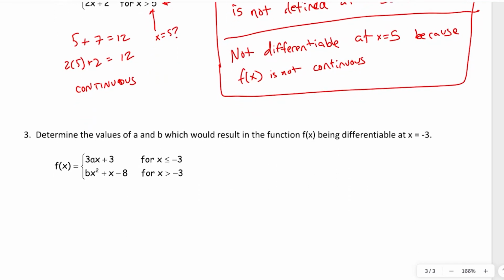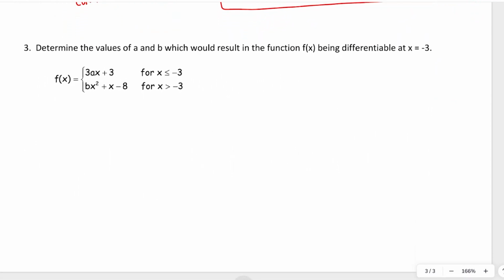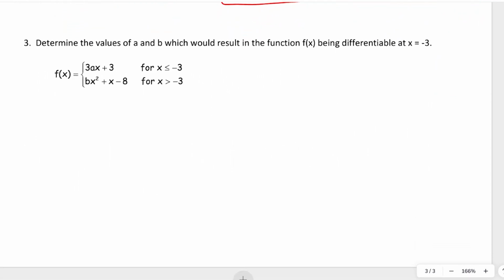Now, number 3 is going to be a little bit more challenging here. It says determine the values of a and b that would result in the function being differentiable at x equals -3. And x equals -3 is going to be the point at which we switch over from one piece to the next piece. So to determine what the values of a and b are, we might start to check the differentiability, or not check it, but make sure it's differentiable. Sorry, it's really hard to spell while talking.